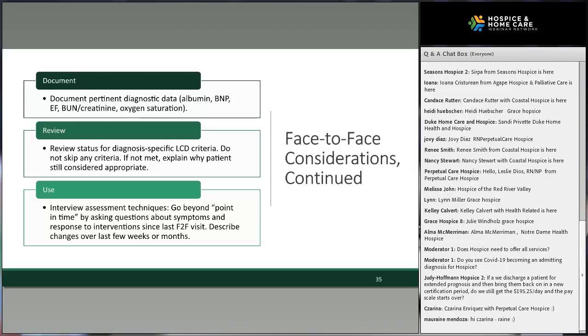You want to review the status for diagnostic-specific LCD criteria. You don't want to skip any criteria. You always want to make sure that you document. You don't want to do overkill, but you want to build the story, you want to build the case. And I always say a great hospice is a hospice that, when I'm auditing them and I'm reading a patient's chart here in my little tiny place in San Diego, I can cry when I'm reading about a patient because the hospice has done such a wonderful job telling the story.